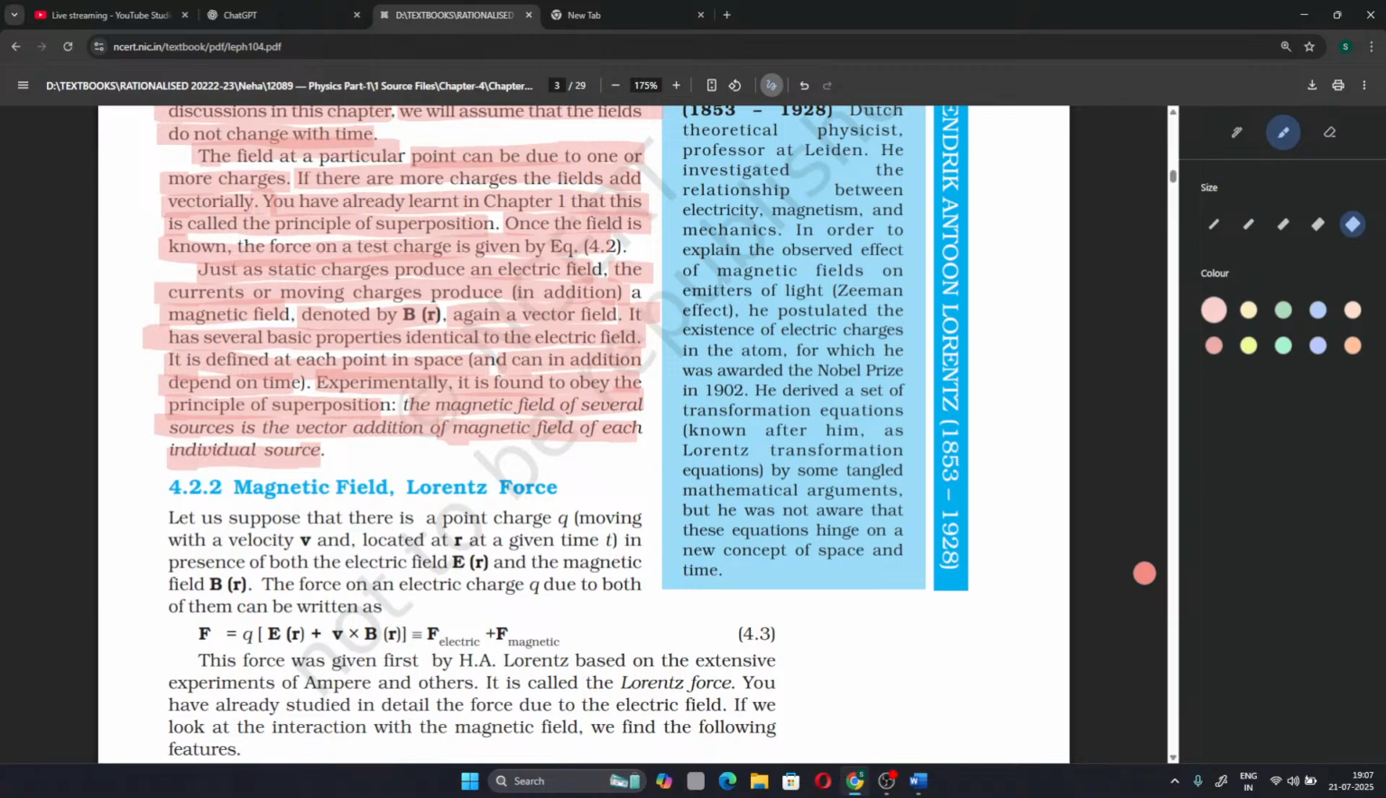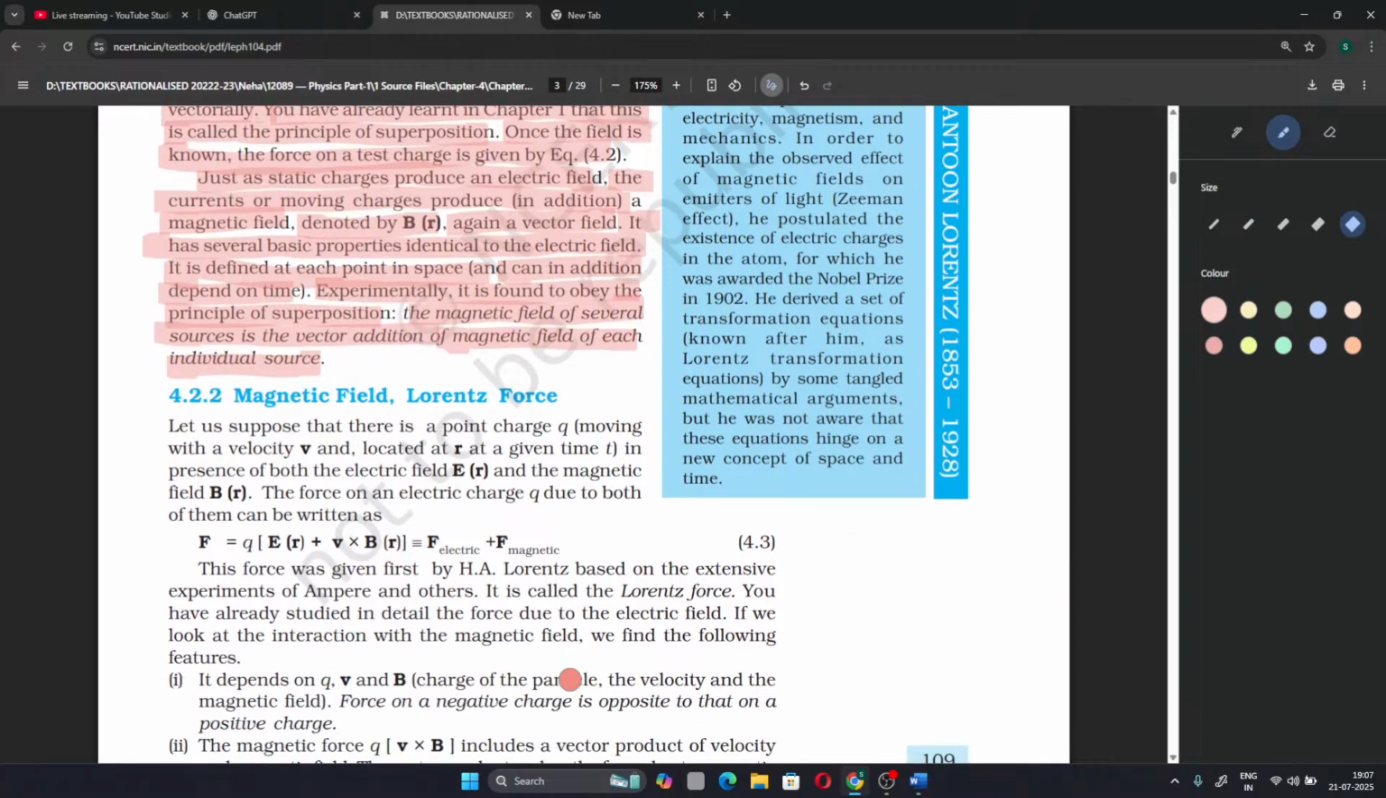When there are several magnetic fields, if you want to find the total net magnetic field at a certain point, it will obey the superposition principle. Basically, we find all the individual magnetic fields and add them vectorially. This will give us the net magnetic field. This has been proven experimentally.